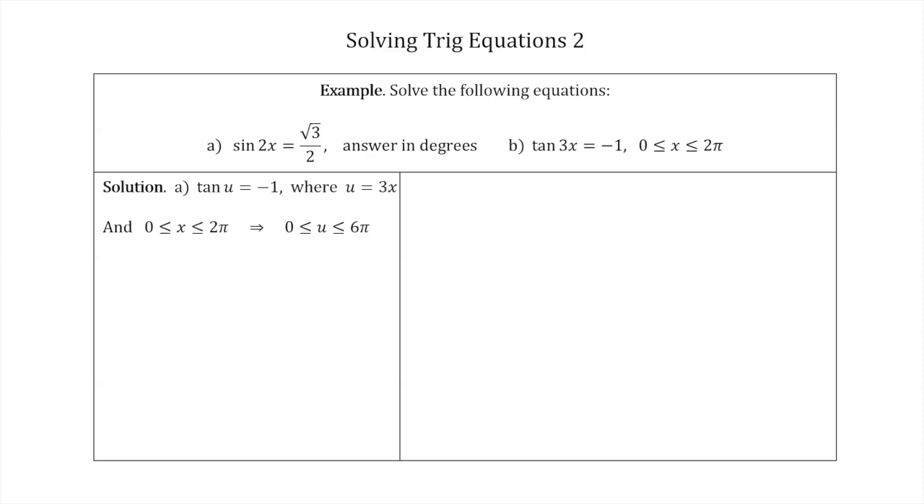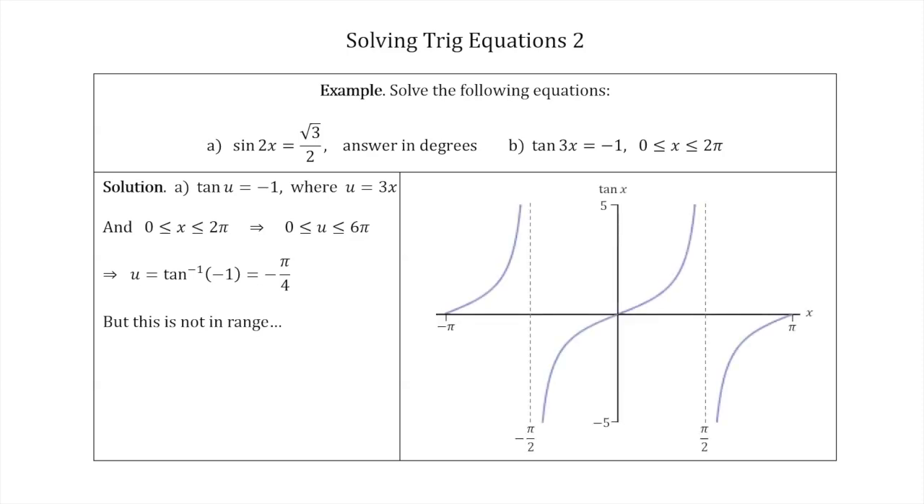So let's try and solve. So we do u equals tan inverse of minus 1. So I take the tan to the other side. Now if I put this into my calculator, which is the best way to do it, I think you'll get minus pi over 4. But look at our range, 0 to 6 pi. This is not in the range because it's negative, it's less than 0. So all our answers have to be positive. So we can't use this, but we can use it to find the correct solutions.